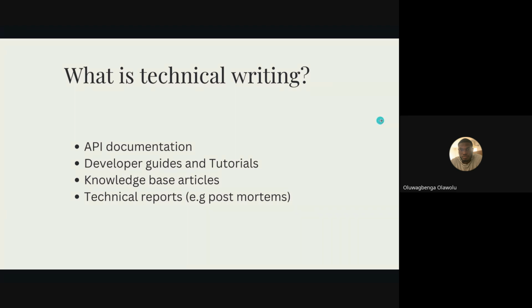So when we talk about technical writing, it could be a bunch of stuff: API documentation, developer guides, tutorials, knowledge base articles, and technical reports. I'm not going to go through all of these. I'm just going to touch base on API documentation mostly, and talk a little bit about developer guides and tutorials. But what I'm going to talk about is going to suffice for everything else. So let me just give a quick recap of what I mean by all of these points.